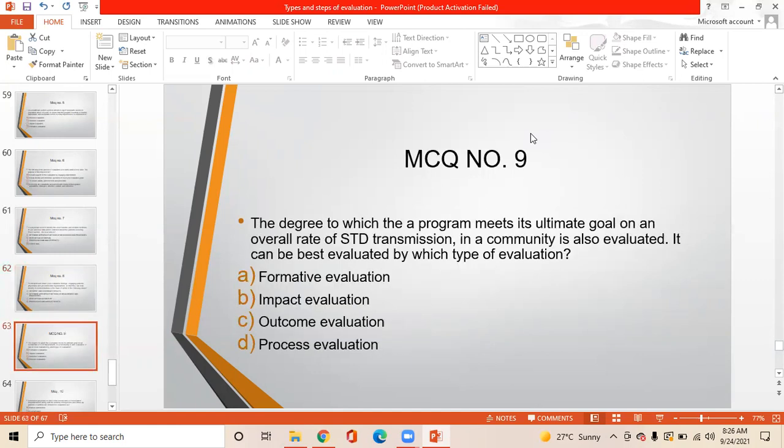MCQ number 9: The degree to which a program meets its ultimate goals on an overall rate of STD transmission in a community is also evaluated. It can be best evaluated by which type of evaluation? Option A is formative evaluation, B is impact evaluation, C is outcome evaluation, and D is process evaluation.